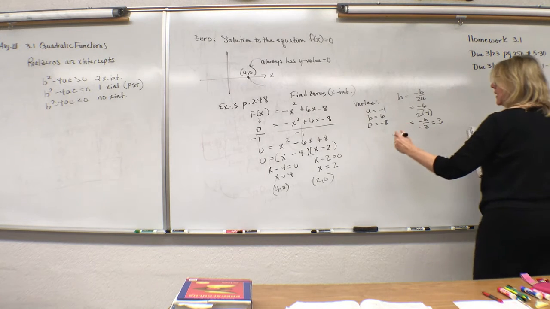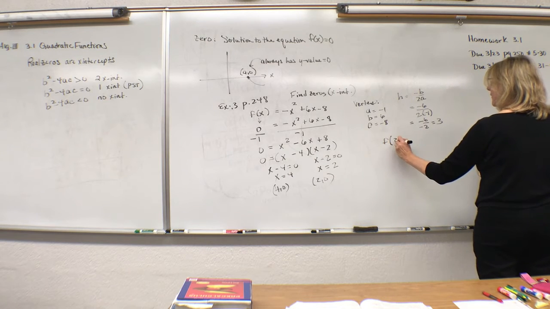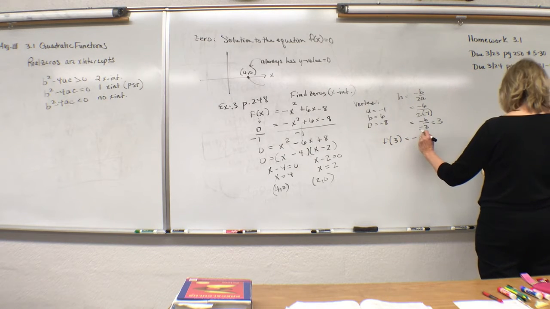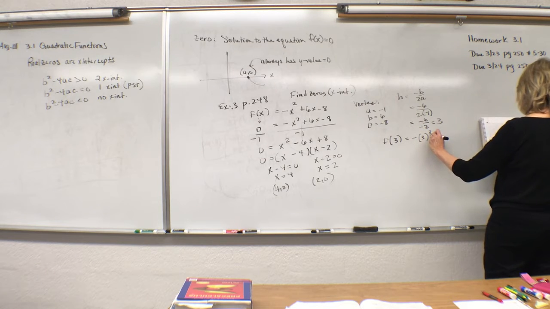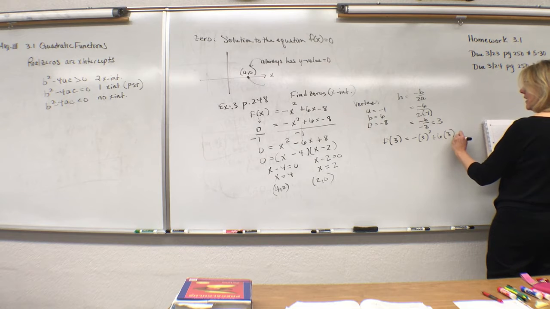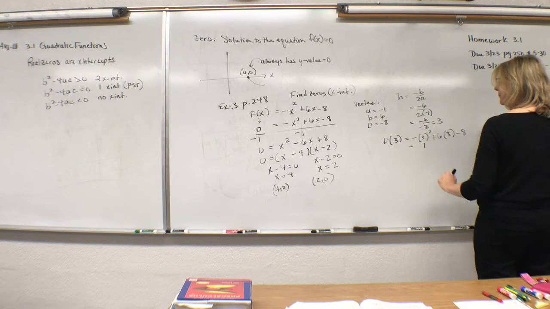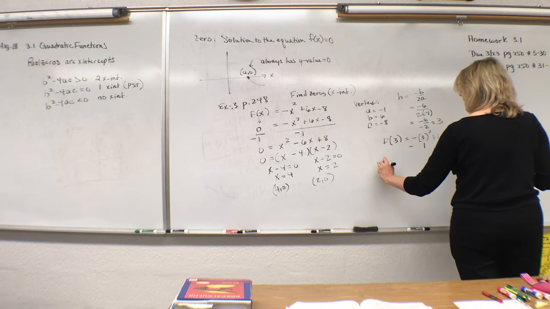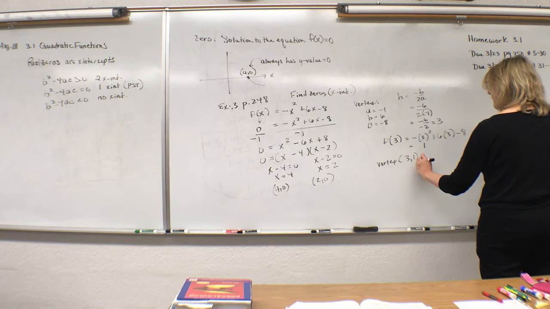To find the y value of the vertex, we're going to evaluate f of h, or f of 3. So this is negative 1 times 3 squared plus 6 times 3 minus 8. When I simplify that, I get a 1. So I know that the vertex for this parabola is at (3, 1).